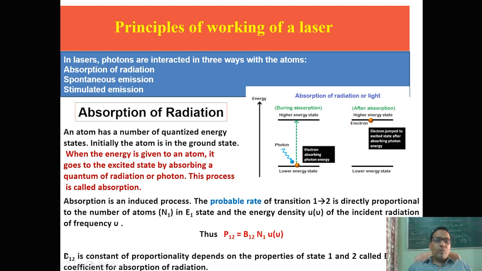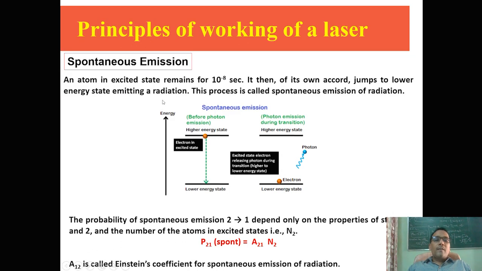So this B12 is the constant of proportionality, which depends on the properties of energy levels 1 and 2, and this gives the total probability of the absorption transition. Now this is the atom at the higher energy level after the absorption transition. At the higher energy level, its lifetime is very small, only 10 to the minus 8 second.